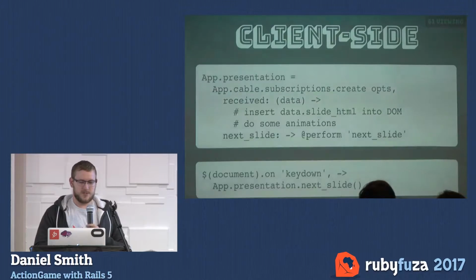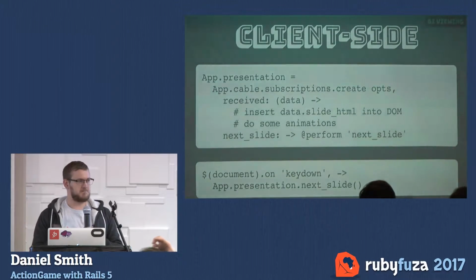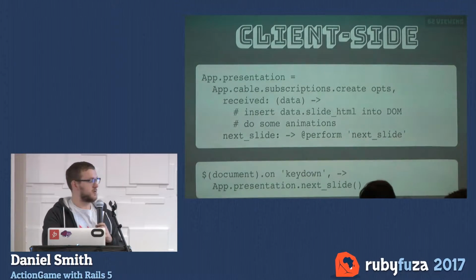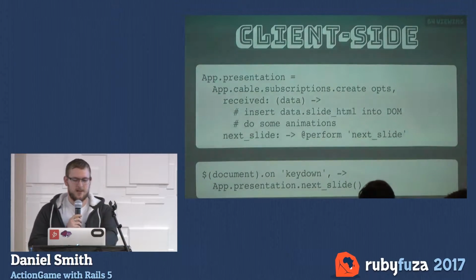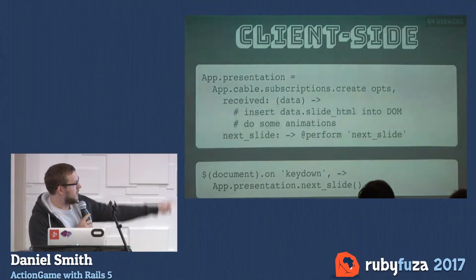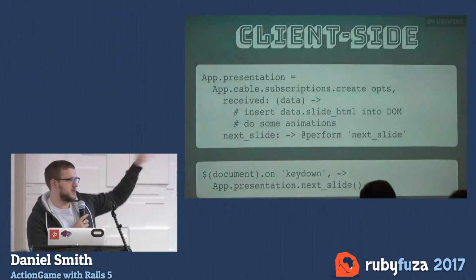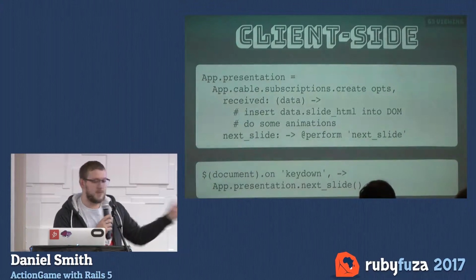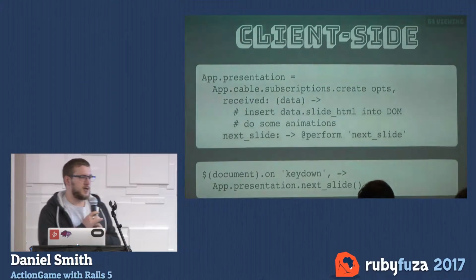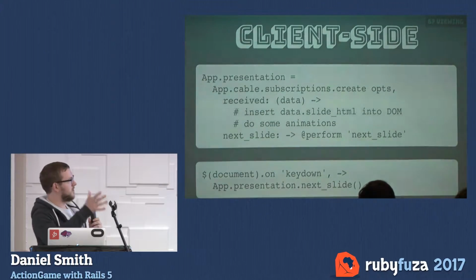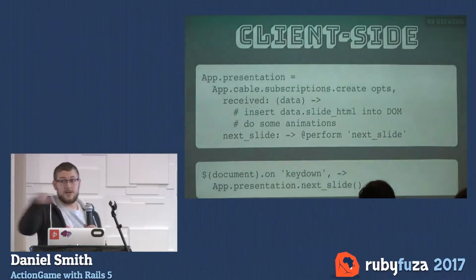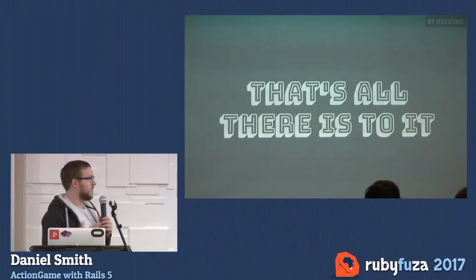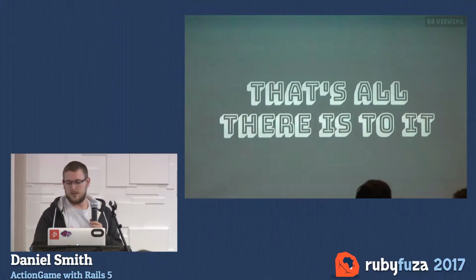And then on the JavaScript side, it works just the same. You create a subscription, define the next slide, which just performs the next slide action, and on received data, you can then just do your logic, insert the HTML, do some animations, and then on a key press, on my side here, I perform the next slide action. And then obviously with some authentication, otherwise you guys are going to be messing around with my slides right now. So that's all there is to it. It's really straightforward. It just works.